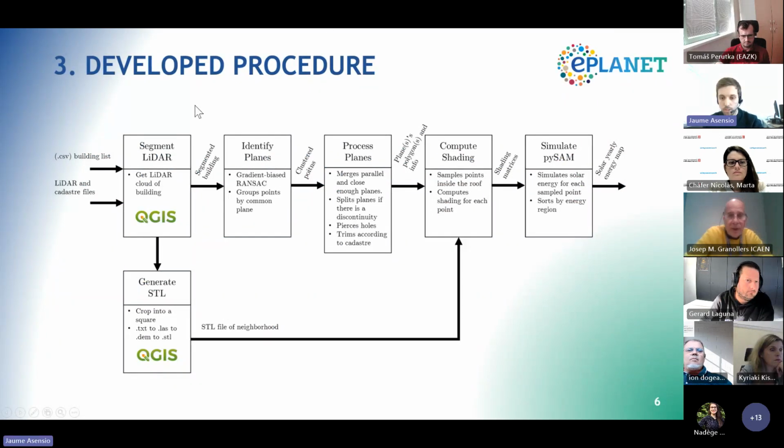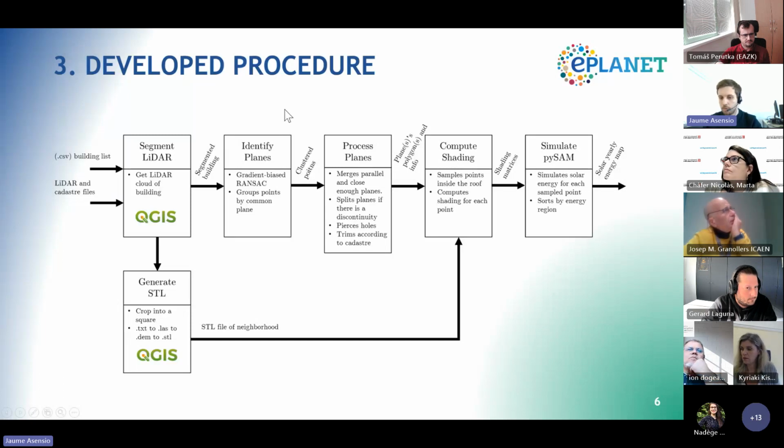This is the algorithm we developed, the steps we did. We will go into further detail on each one in the next slides. But basically, we had five main steps and one secondary step. Firstly, from the raw LiDAR data, we obtained the shape of the building and the points that belong inside the building only, and we kept only those. From that, we applied an algorithm to identify the planes that form the rooftops of the building.